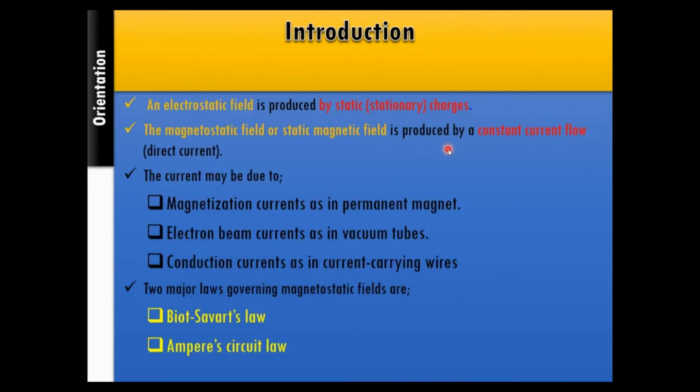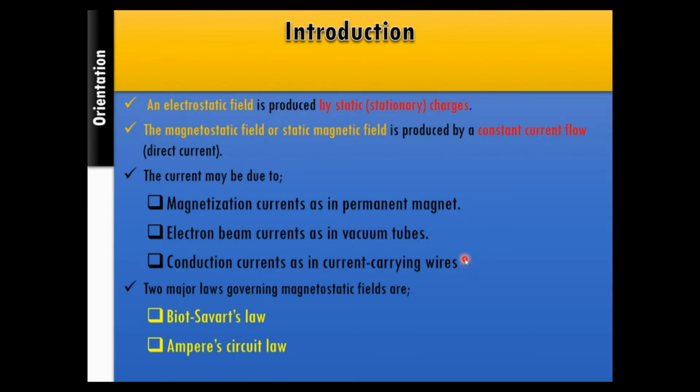The electrostatic field is produced by static stationary charges. This is what we learned in chapter 1. For this chapter, the magnetostatic field, or the static magnetic field, is produced by a constant current flow or direct current, DC current. So when you have a current flow, you have a static magnetic field. The current may be due to magnetization currents as in a permanent magnet, electron beam current as in vacuum tubes, and conduction current as in current-carrying wires.